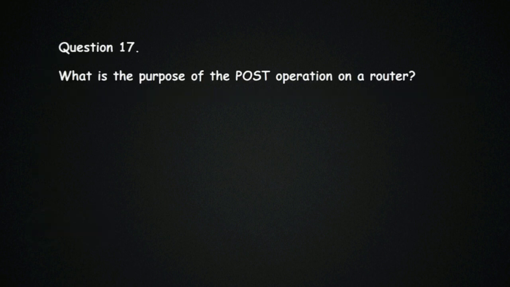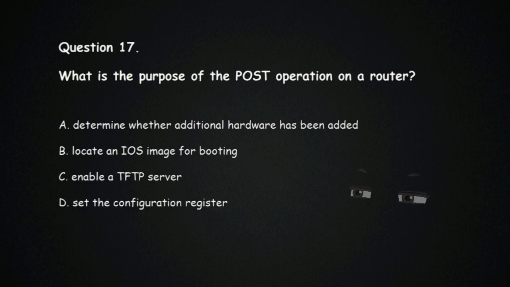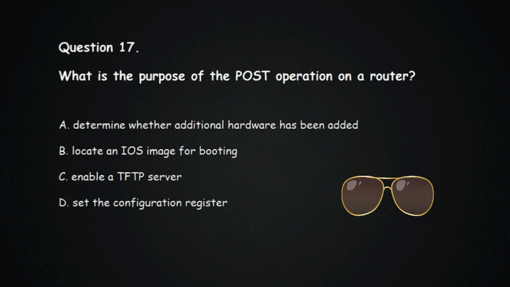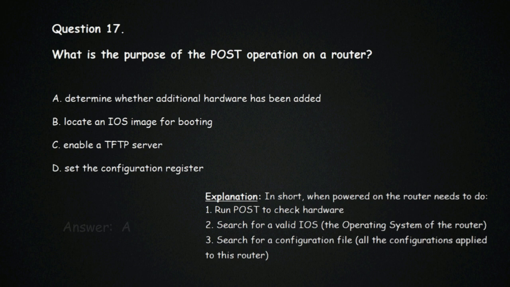Question 17. What is the purpose of the POST operation on a router? Answer is A. Determine whether additional hardware has been added. Explanation: in short, when powered on the router needs to do: 1. Run POST to check hardware. 2. Search for a valid IOS, the operating system of the router. 3. Search for a configuration file, all the configurations applied to this router.